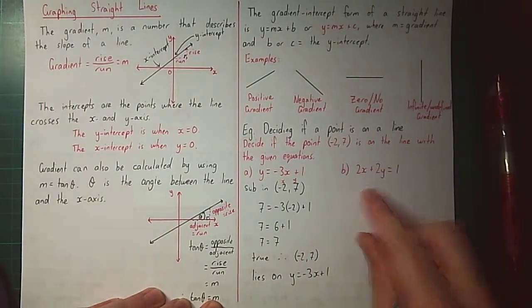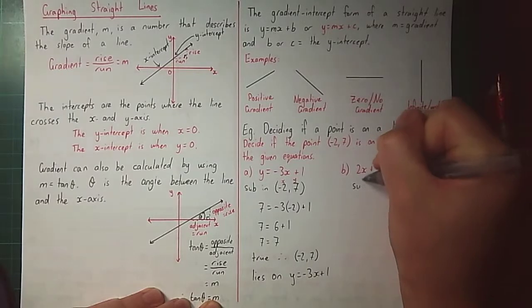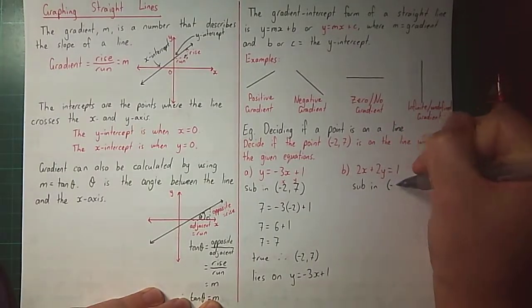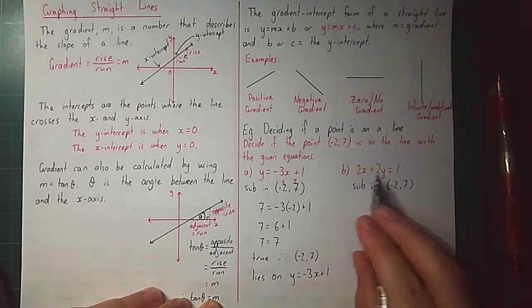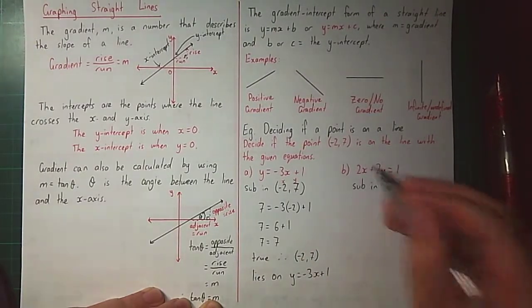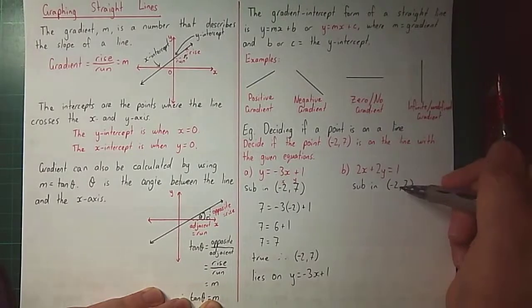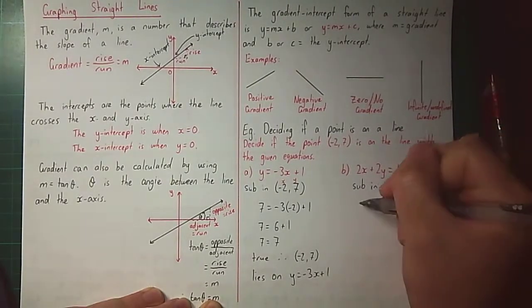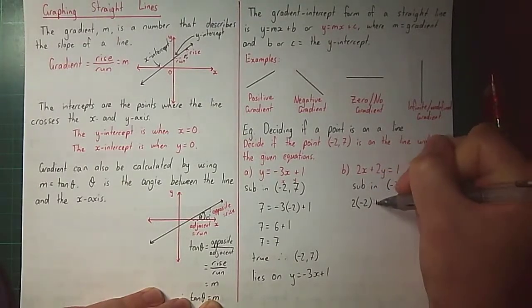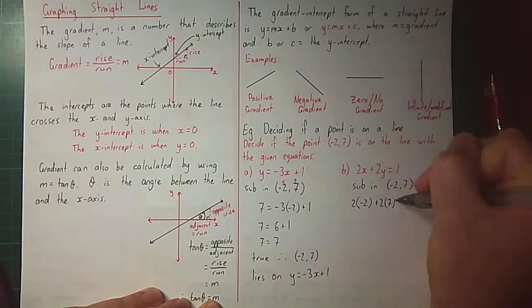Now here we'll do it again for b. We're going to sub in that same point, negative 2, 7. And here we'll just do the same thing. We've got 2x plus 2y equals 1, so I'm going to put in wherever I see an x, negative 2 in brackets, and wherever I see a y, 7 in brackets. So we'll have 2 outside of negative 2 plus 2 outside of 7 equals 1.